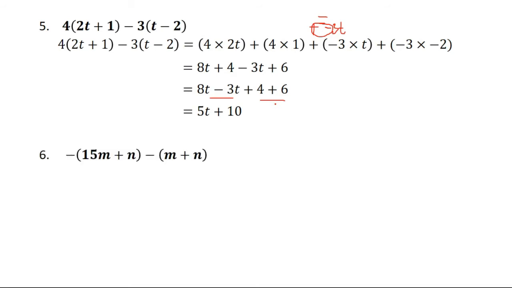Now let's take another example. Minus bracket open 15m plus n, then minus another bracket open m plus n.